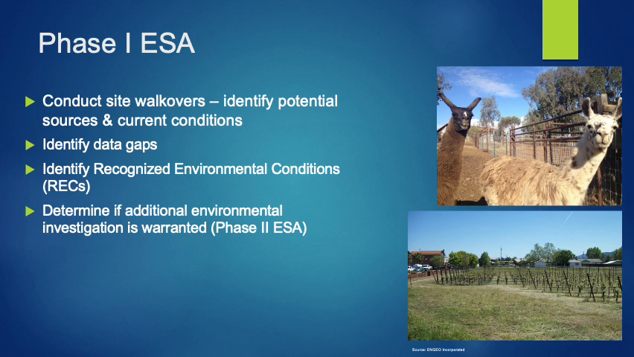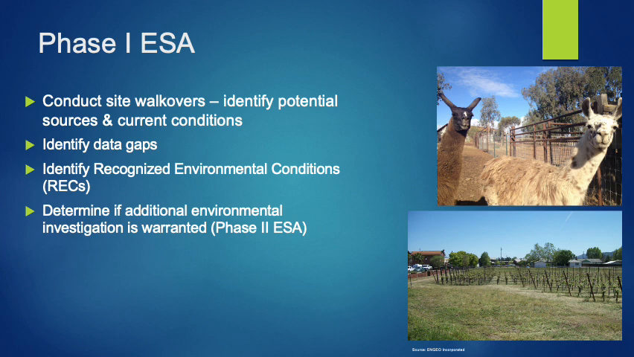Ultimately, it's very important to identify any data gaps. In preparing these reports, were there any missing information or sources that could have been useful in material in providing an overview of site uses and a complete chain of history going back decades on the property?